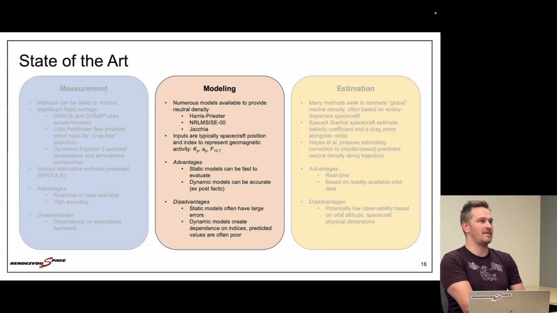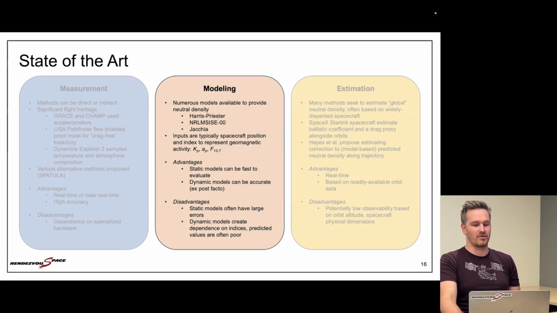Kp and Ap are essentially the same. Just one is log scale and one is linear scale. And F10.7 is a flux measurement of radio transmissions from the sun. Advantages of these models are that static models like Harris-Priester can be super fast to evaluate, so that's typically what's used on board. Dynamic models can be very accurate, but only ex post facto. So these NRLMSIS, Jacchia models, they can be used ex post facto based on observations of solar activity and give a good picture of what was happening in the atmosphere at a specific time. This is what ends up getting used in ground truth simulations.